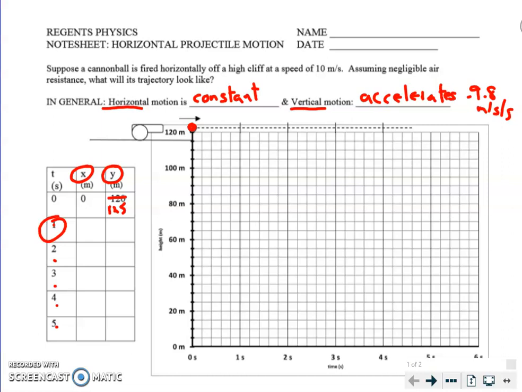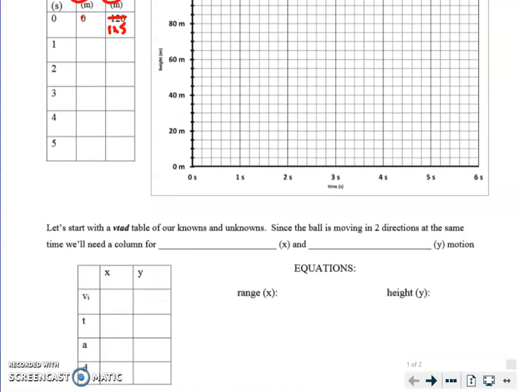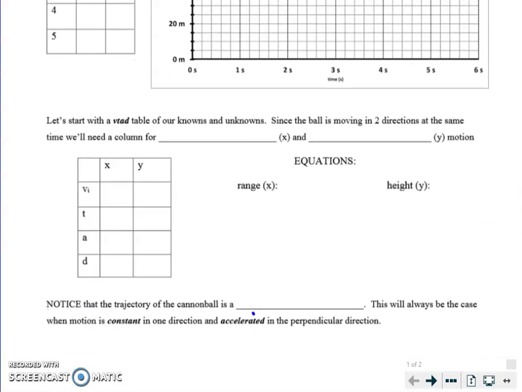So we're starting at time 0, we're right here. We're at position 0, and we're at a height of 125. So what we want to figure out is how much we fall for each second and how far we go forward for each second. So that's where our VTAD tables come in. Your willingness to break it down will allow you to be successful. And the problems we do hereafter are pretty much the same thing. Okay, so let's go to this column.